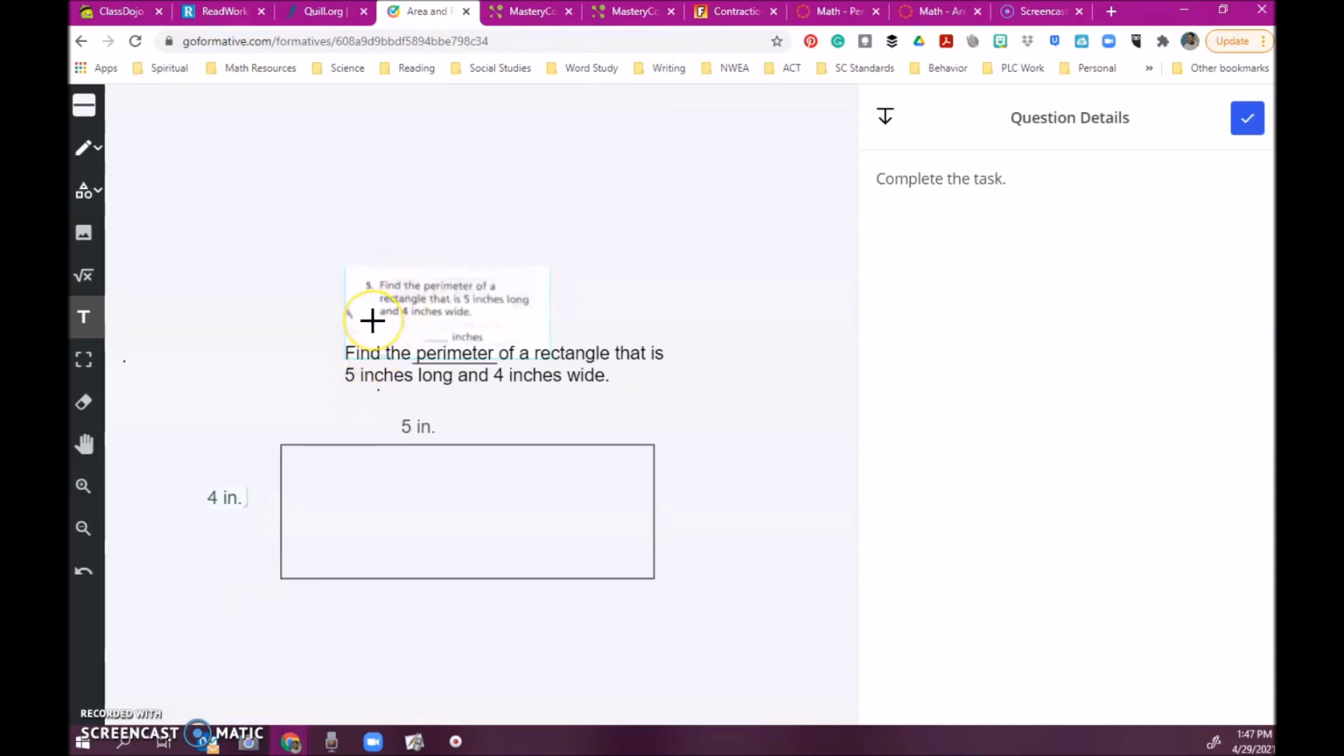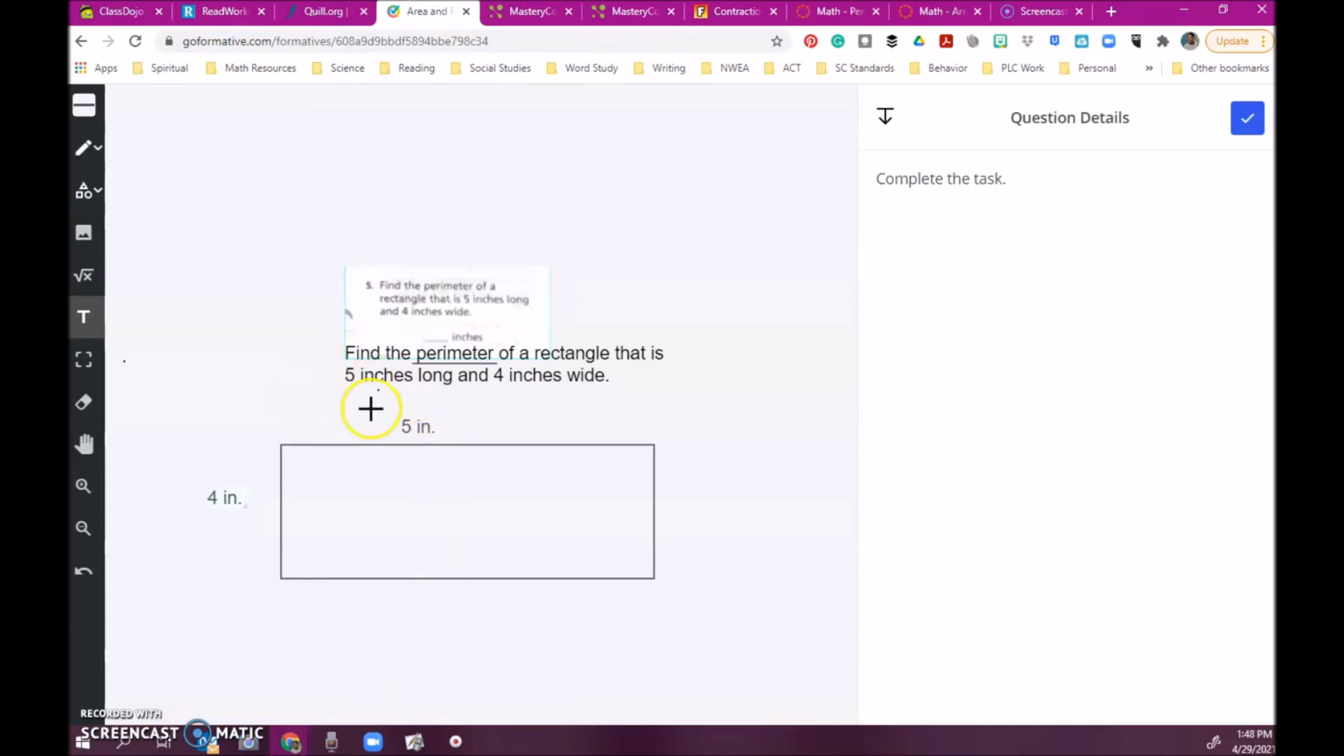In perimeter, you have to add up all the sides. So even though 2 measurements were given, this is a 4-sided shape, a quadrilateral. So in order for me to find perimeter, I have to have 4 measurements, 1 for each side. So you have to use what you know about a rectangle.